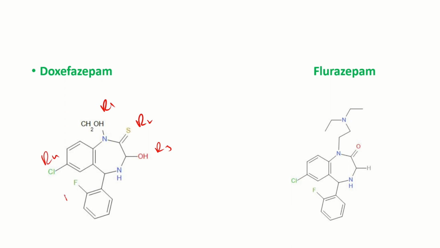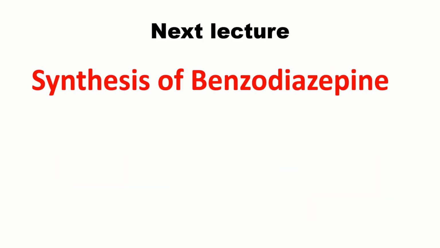Now in the structure of flurazepam, on position 1 there is a tertiary amine attached, on position 2 there is oxygen, position 3 has hydrogen, position 4 has chlorine, and position 5 has fluorine. So the structure is known as flurazepam. This was all about the structures of different benzodiazepines. In the next lecture, we will discuss the structure-activity relationship, synthesis, and therapeutic uses of different benzodiazepines. Thanks for watching.